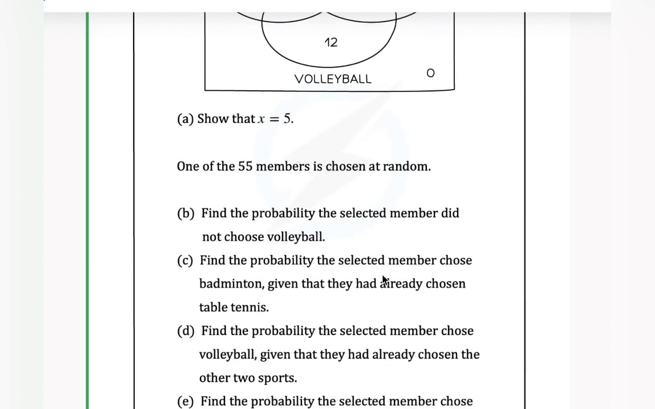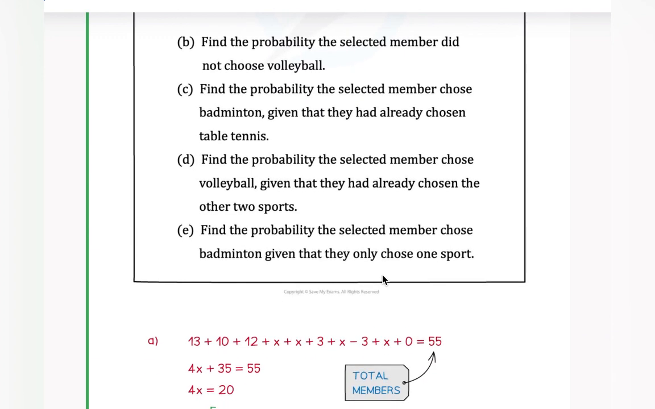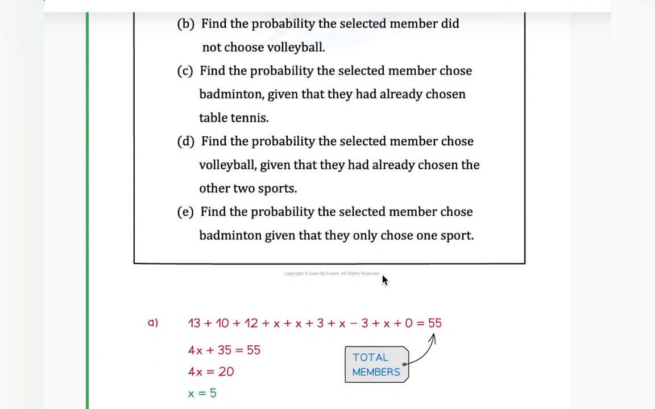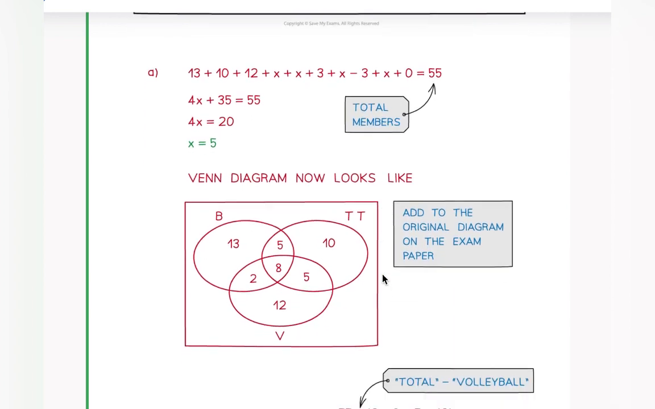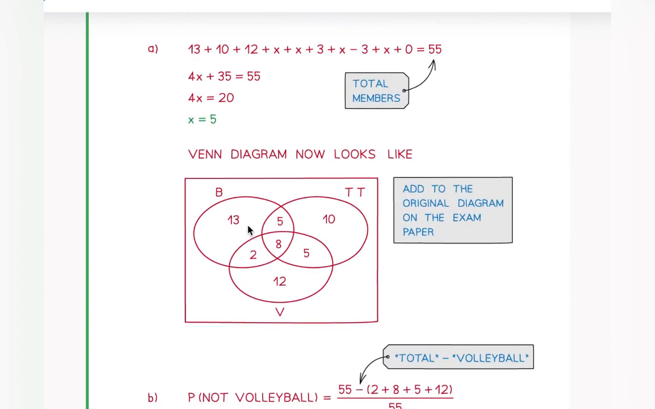put the real numbers instead of writing x minus. When they say find the probability that the selected member did not choose volleyball, look at it: in the second case, we have filled all the numbers, and this is for volleyball. Those who did not choose volleyball are those who are never in this circle. Or you can say 55 minus those who chose volleyball.